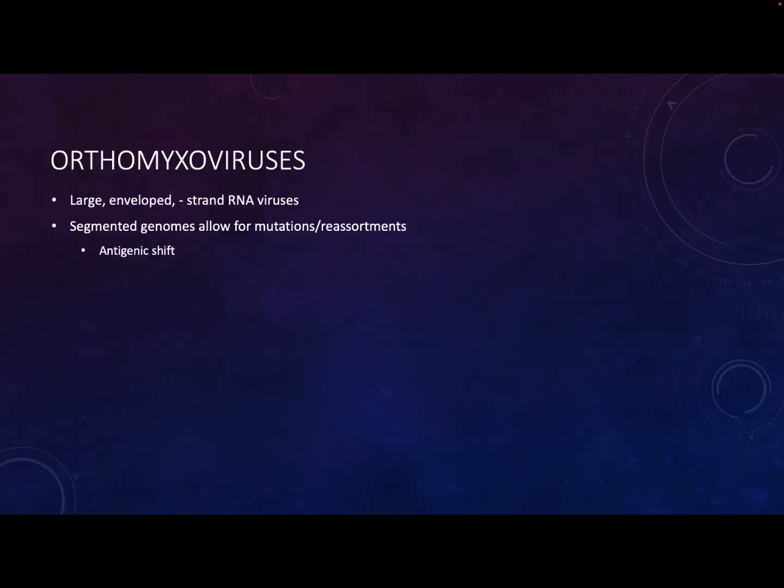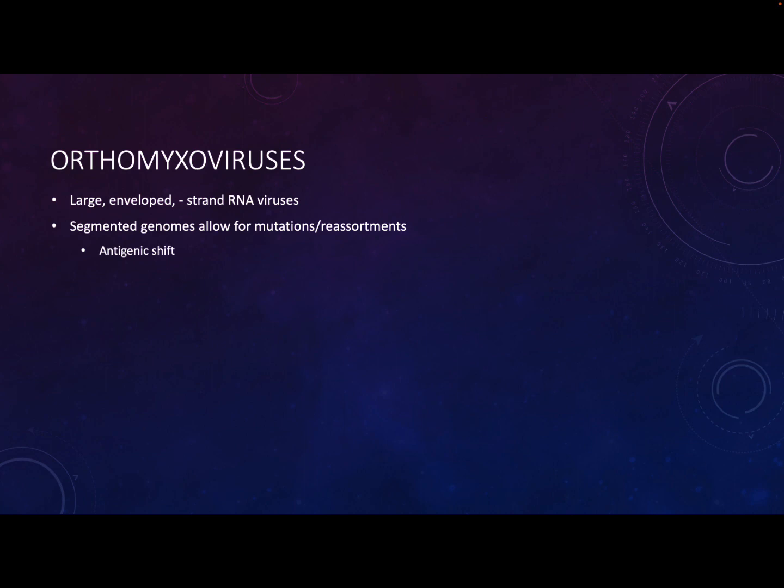So these are also negative sense strand RNA viruses, meaning they have to bring their own polymerase because they have that template that can't be used as mRNA. They're relatively large. They do have an envelope, which can make them sensitive to drying and other environmental insults.